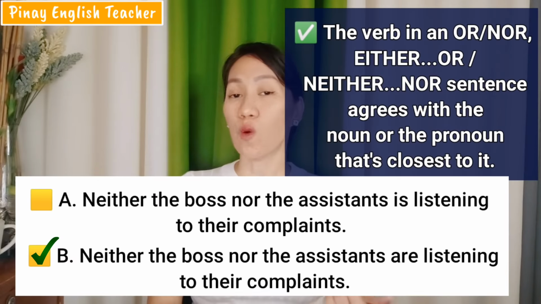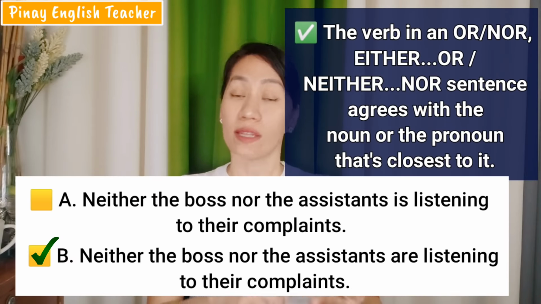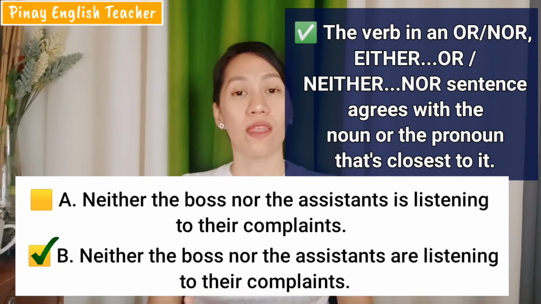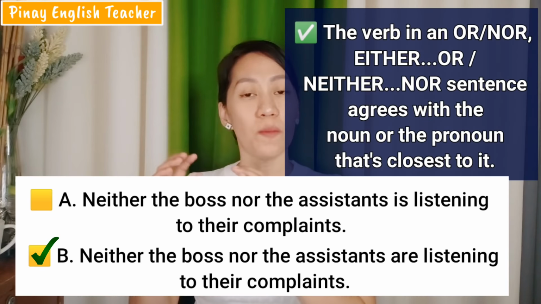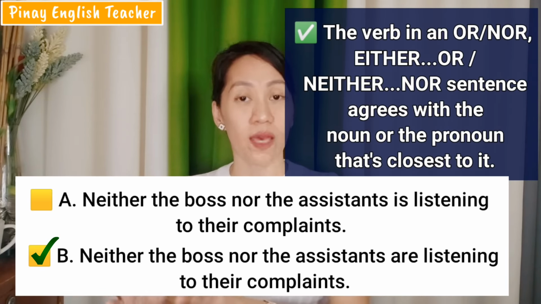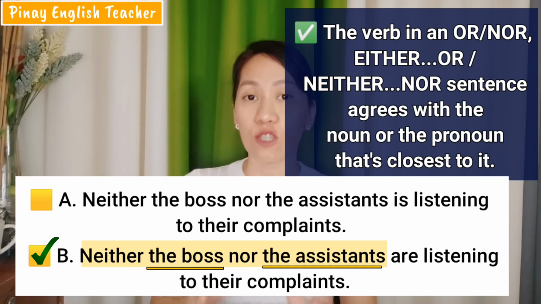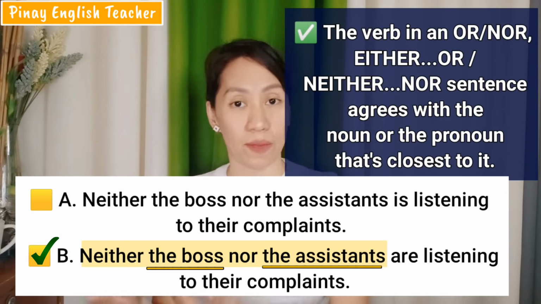The verb in an or, nor, either or, neither nor sentence agrees with the noun or the pronoun that's closest to it. So, ang magiging basis ng inyong verb ay yung kung anong subject yung mas malapit sa kanya o yung pinakamalapit sa kanya.